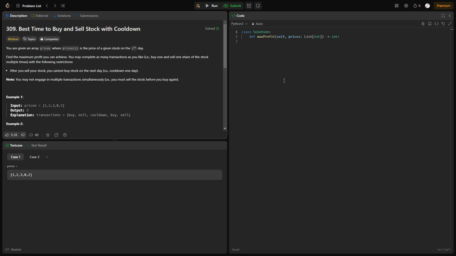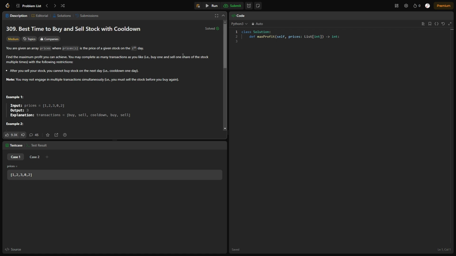Best time to buy and sell stock with cooldown. So in this question, we're given an array prices, where prices i represents the price of a given stock on the ith day. So we want to find the maximum profit that we can achieve, and we can complete as many transactions as we'd like.